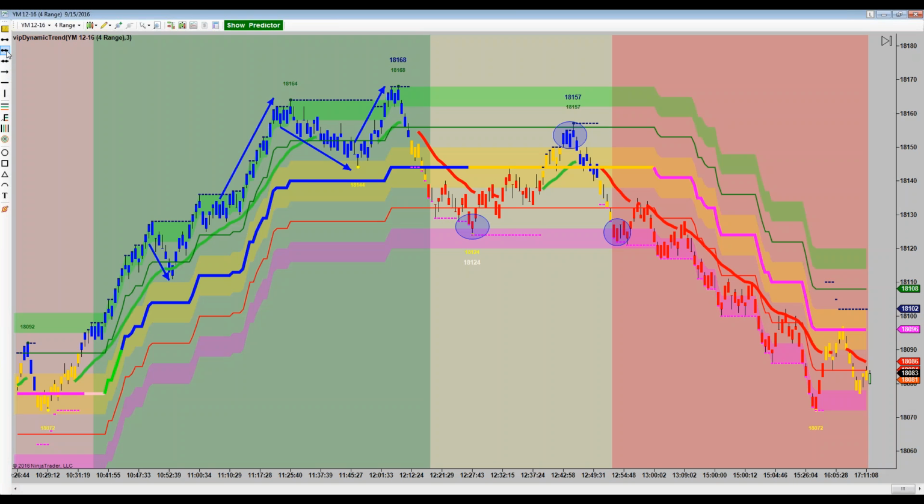Now, let me give you kind of a zone. When I look at a chart, I think of it like this. I think of it like a zone, okay? And this is a healthy way to think about it.